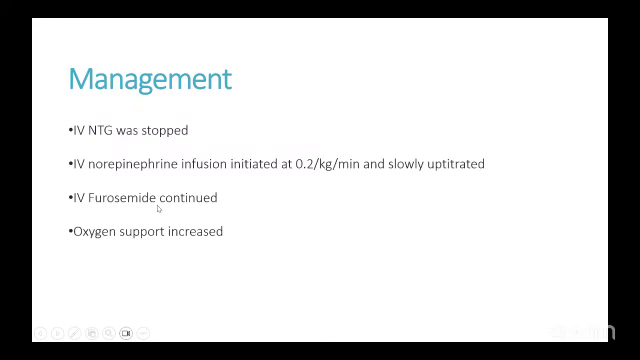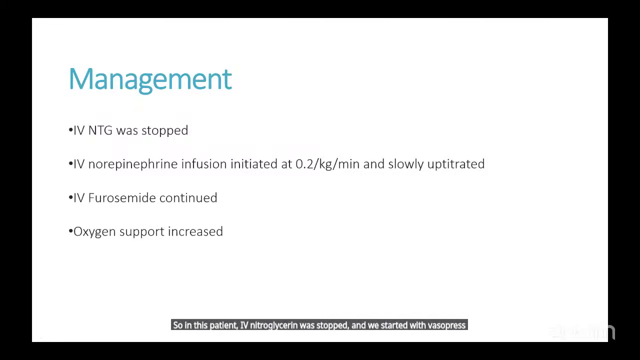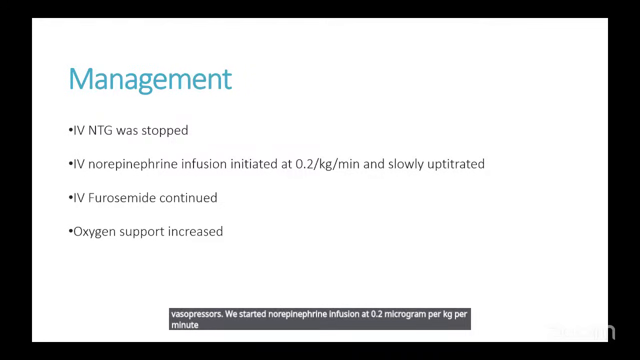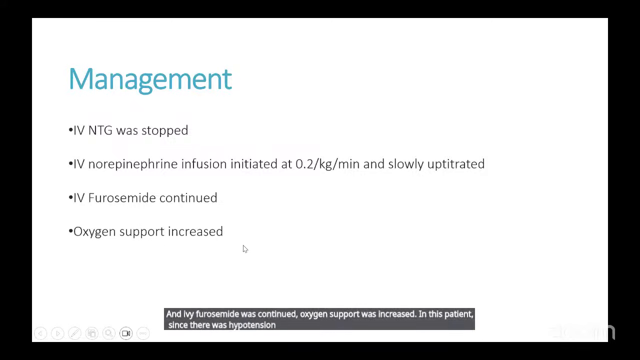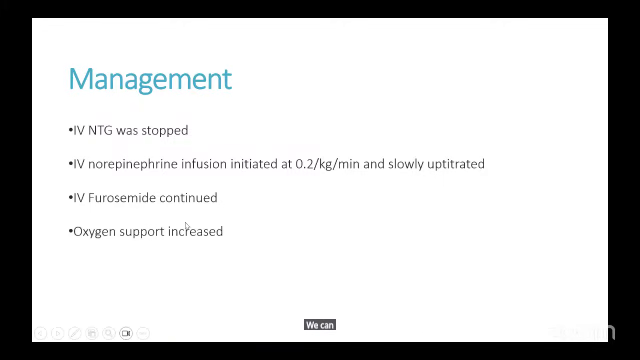So in this patient, IV nitroglycerin was stopped, and we started with vasopressors. We started norepinephrine infusion at 0.2 microgram per kg per minute and slowly uptitrated it. And IV furosemide was continued. Oxygen support was increased. In this patient, since there was hypotension, we did not start non-invasive positive pressure ventilation. We can consider that if there is no improvement on oxygen and if the pressure improves.